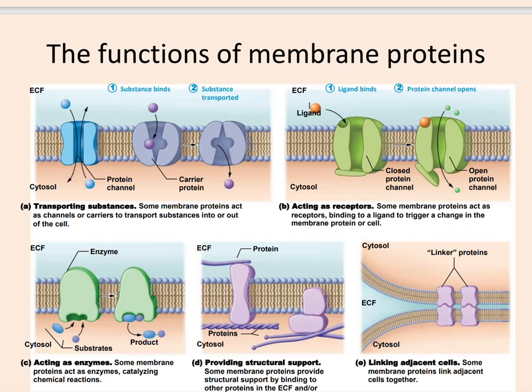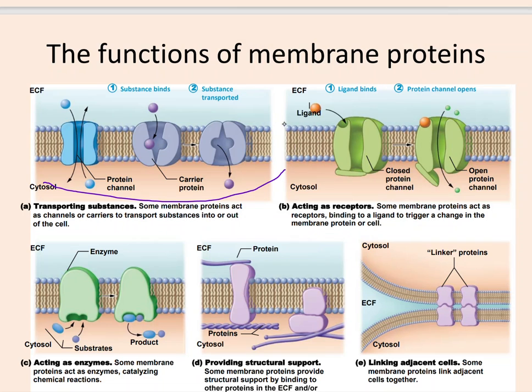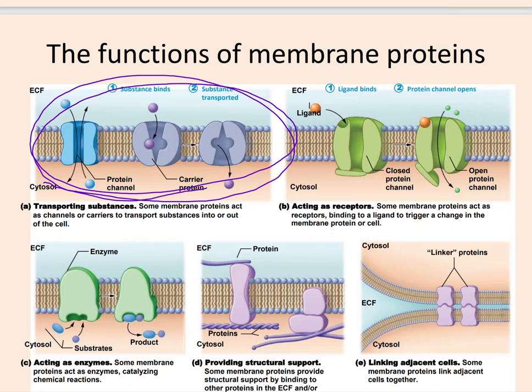Okay, so here are different functions of the membrane proteins, of the proteins that you can find along the membrane. You can transport substances, like I mentioned before. So substances that can't normally or freely pass through the membrane can then more easily pass through it using these transporting substances or transmembrane proteins.